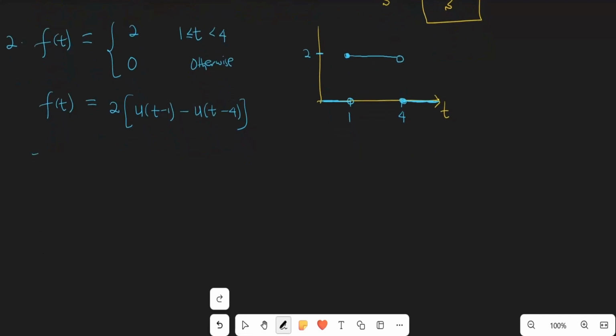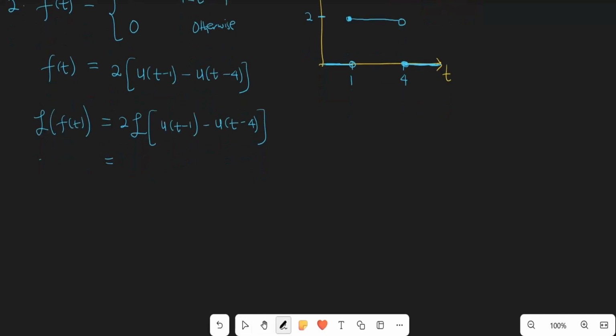So now after this, what do we have? This one is now easy. We can take the Laplace transform of f of t on both sides, and this one is going to be 2 times the Laplace transform of u(t minus 1) minus u(t minus 4). So we can split it into 2. So the Laplace transform of this function f of t is going to be 2 times the Laplace transform of u(t minus 1) minus 2 times the Laplace transform of u(t minus 4). The same thing, right?